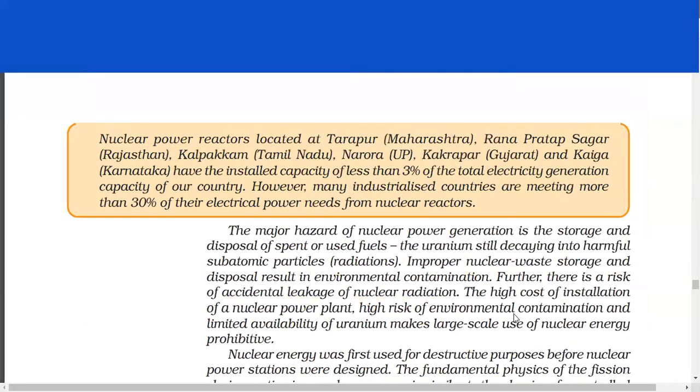Nuclear power reactors located at Tarapur, Maharashtra, Rana Pratap Sagar, Rajasthan, Kalpakkam, Tamil Nadu, Narora, UP, Kakrapar, Gujarat, and Kaiga, Karnataka have the installed capacity of less than 3% of the total electricity generation capacity of our country. However, many industrialized countries are meeting more than 30% of their electrical power needs from nuclear reactors.